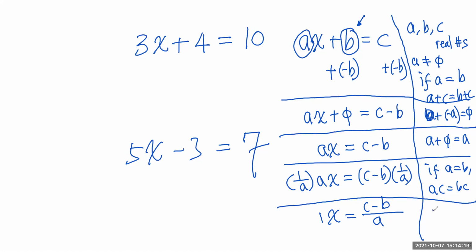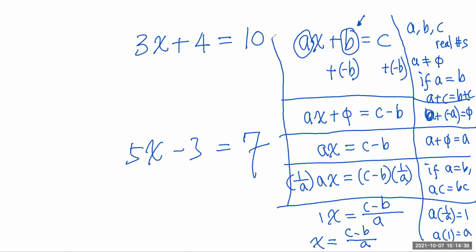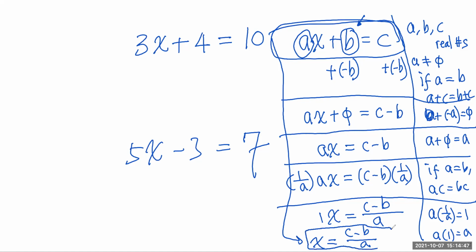And so we know a times 1 over a equals 1. That's our inverse property. So therefore, x is equal to c minus b over a. And we know a times 1 is a. So far we followed all the rules. And we get this. So from this problem, we get to this solution. And now all we have here are symbols. And that's why we call it a formula. So now we can just use symbols.